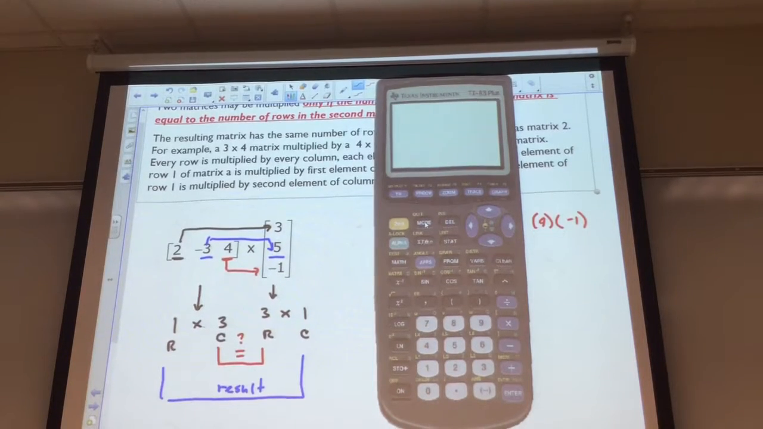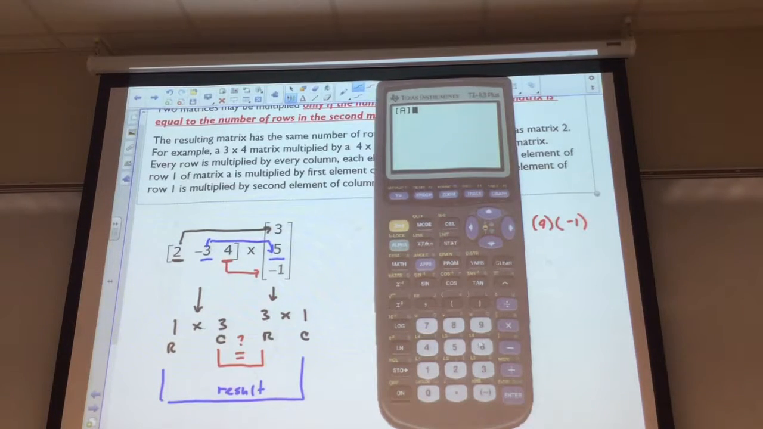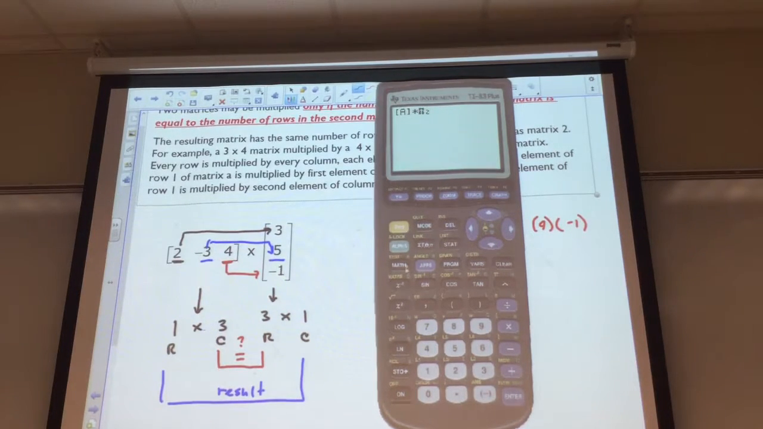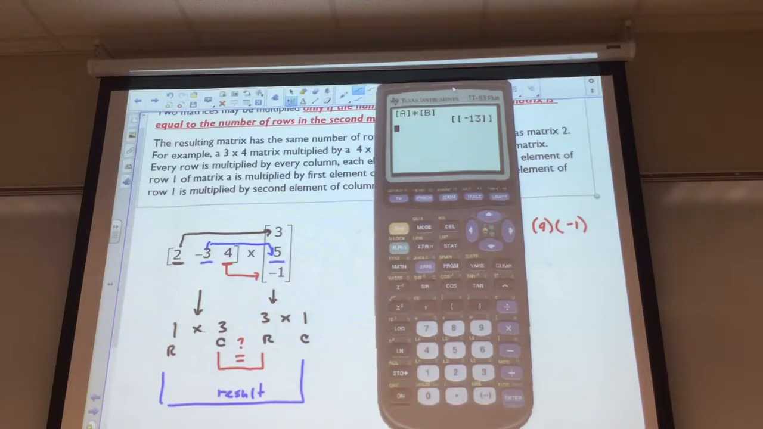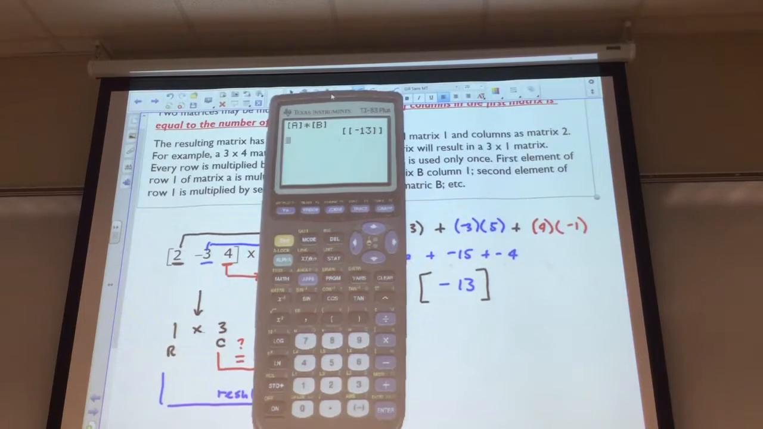And if we told the calculator that we wanted to take matrix number 1, the 1 by 3, and multiply it by matrix number 2, same thing that we got, right?